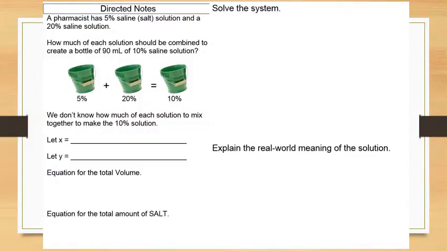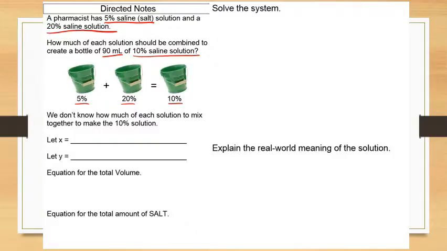For the second problem, we have a pharmacist with a 5% saline solution and a 20% saline solution, and they want to make 90 milliliters of a 10% saline solution. So you're noticing that we're adding two different solutions together, and then we're ending up with a different solution at the end, and we want specifically 90 milliliters of it. So we don't know how much of each one to mix.